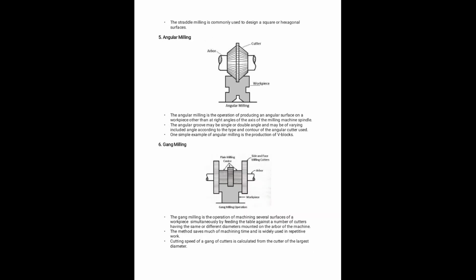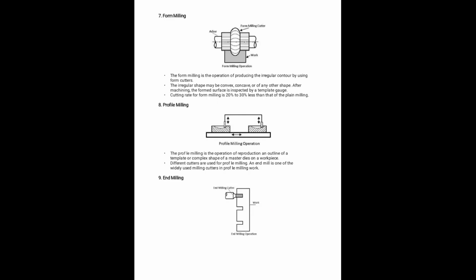And angular milling. Angular milling is the operation of producing an angular surface on the workpiece at an angle other than straight to the axis of the milling machine spindle. The angular groove may be single or double angle, and may have varying inclined angles according to the type of cutter chosen. And gang milling operation: on a single spindle, more than one milling cutter is held and operated at the same time for different milling operations. That is nothing but a gang milling operation.